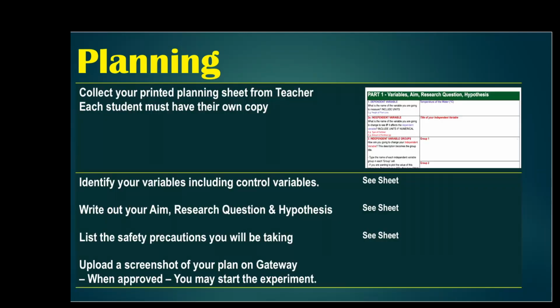So let's go through the steps. Number one, you're going to collect your printed planning sheet, printed from me, once you've got your groups. Each student has to have their own copy, and you're going to be filling that out by hand. It's going to take you through, initially, your dependent variable, your independent variable, you might be able to highlight them there, and what we call the independent variable groups.